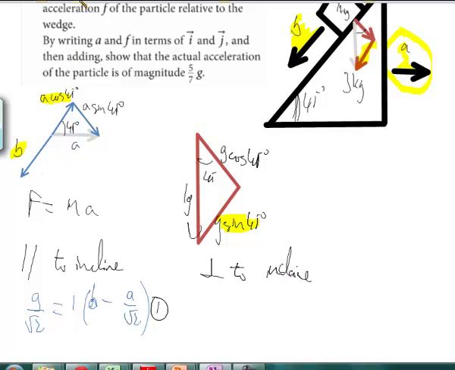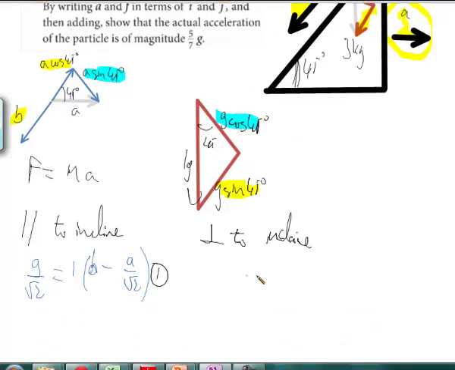Now, perpendicular to incline, I'll use a different colour to highlight it. We've got that force there, and we've got this. That's the force, and that's the acceleration. It's quite an easy one. We have g cos 45 degrees is the force equal to mass times acceleration, so it'll be 1 times A sine 45, which is 1 over root 2. So what we've got here is, that's g over root 2 is equal to A over root 2.